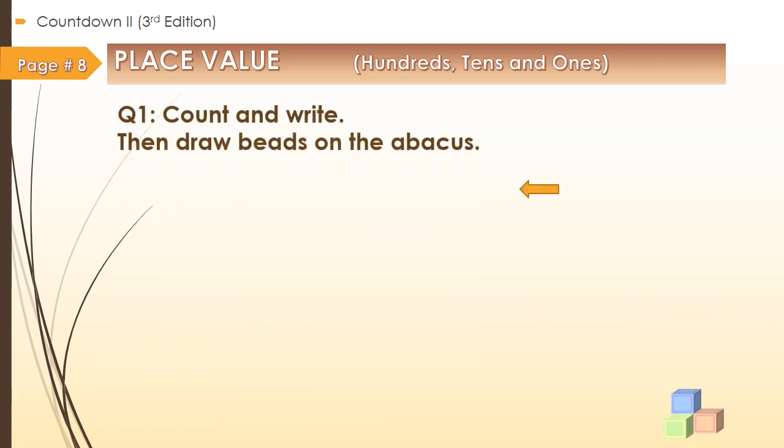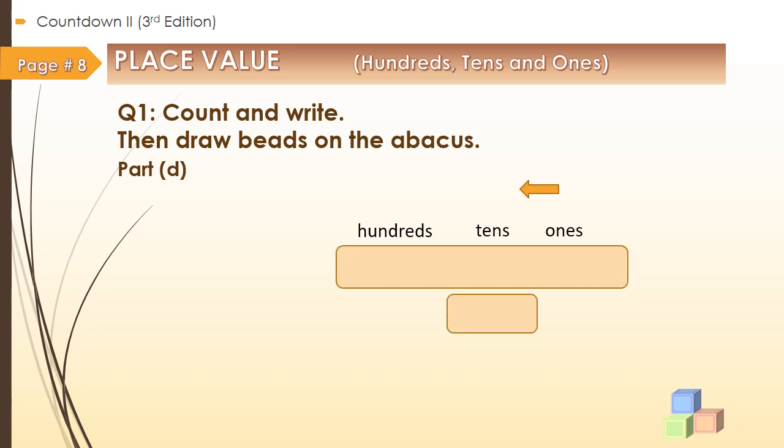Let's start counting these blocks. But remember, we always start from ones, then tens, then hundreds. Start from right to left. So how many ones are there? How many single blocks are there? Here we have only one block. So we will write 1 on the ones place.